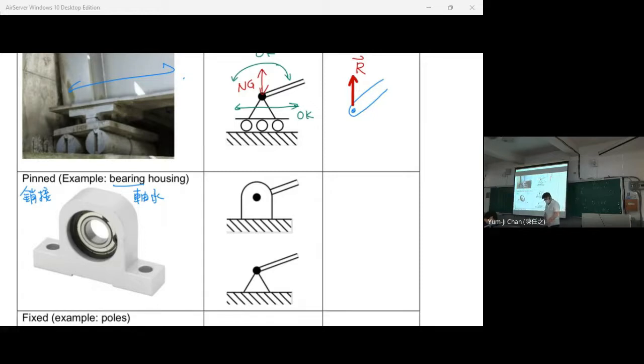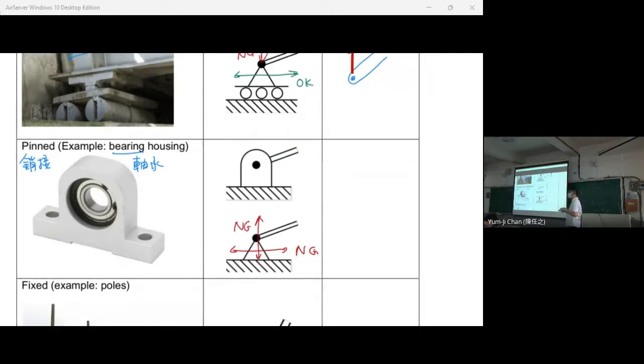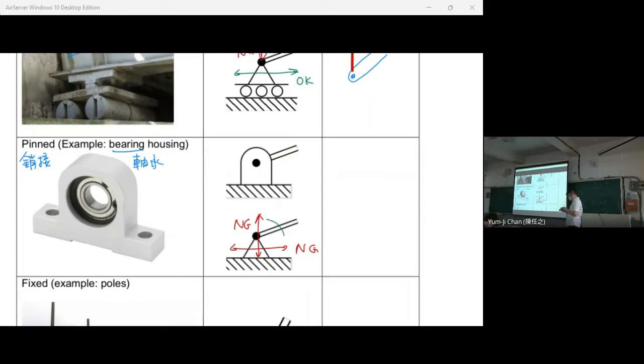Now, for this one, can we go left or right? For this part, can we go left or go right? No. So you cannot go left or right. Can you go up or down? No. Can we rotate? Seems yes. So here we have two forces. One is Rx and one is Ry.